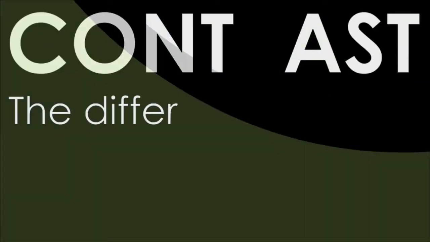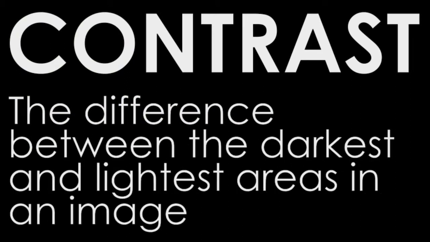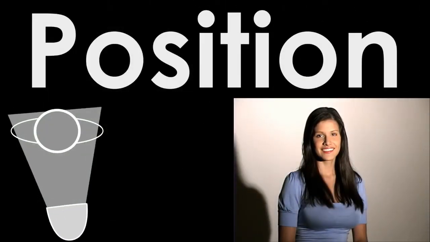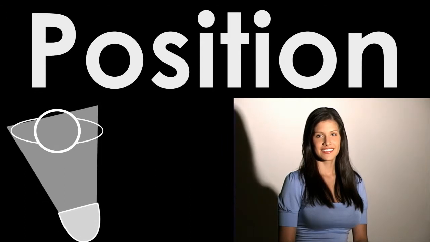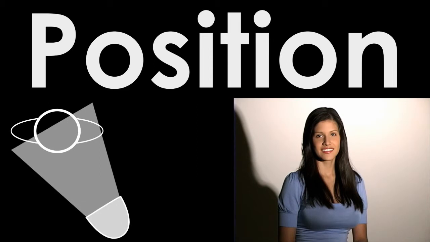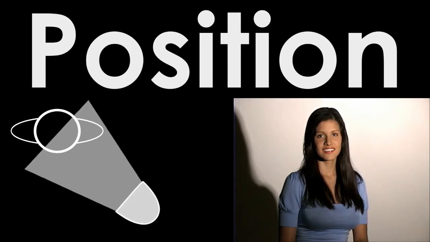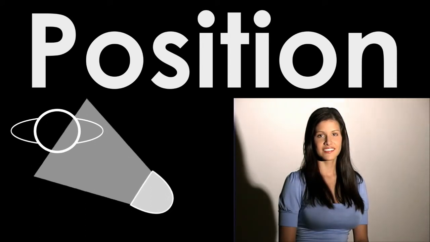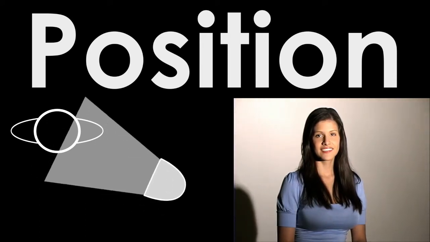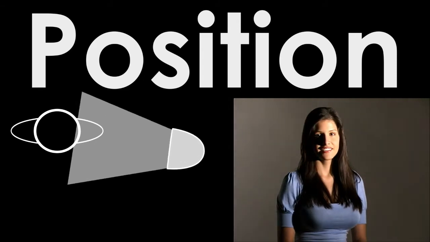Contrast is the difference between the darkest and lightest areas in an image. The greater the difference, the higher the contrast. In much the same way, you can change how hard or soft a light is by moving a light closer or farther from the subject. You can also change the contrast of your image by changing the position of the light. When you position the light in front of your subject, you'll get a low contrast lighting. If you move your light to the side of the subject, you'll get a much higher contrast lighting.